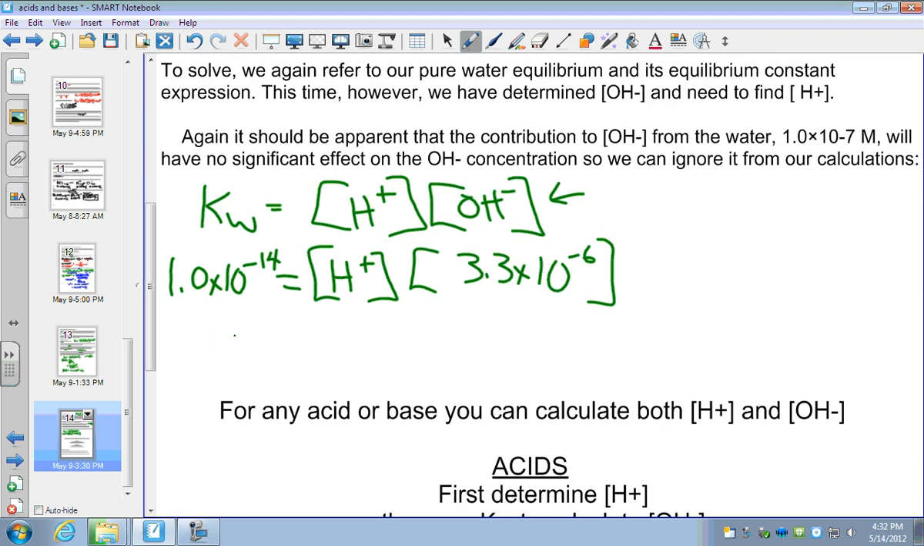I want you to solve for H. You should get 1.0 times 10 to the minus 14 divided by 3.3 times 10 to the minus 6. And I'm not even going to give you an answer. What I want is for you to actually sub this in and do the work and compare as a class to see the answer that you get.